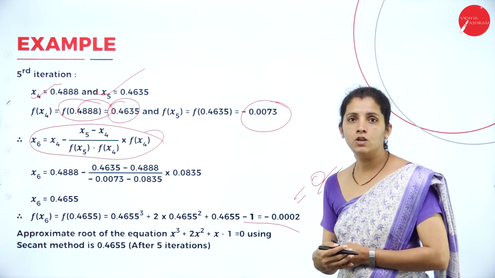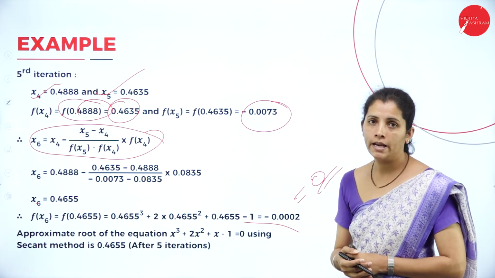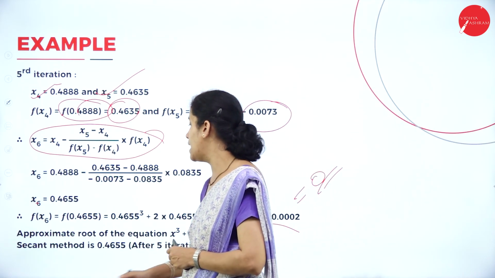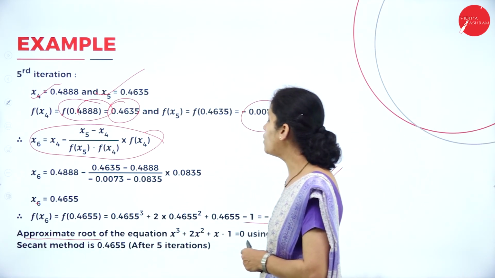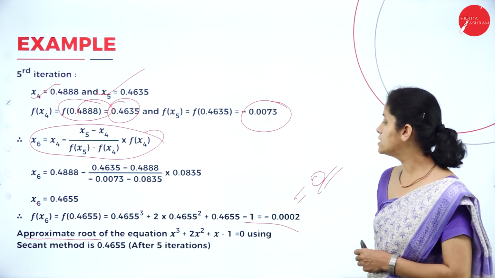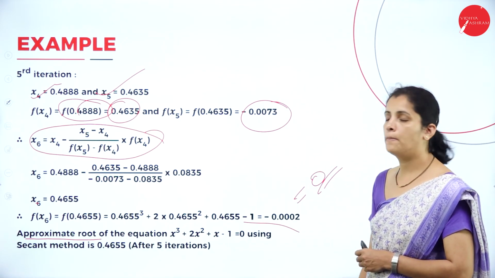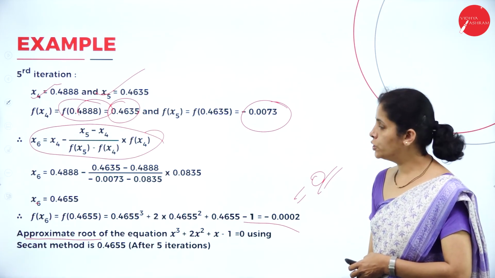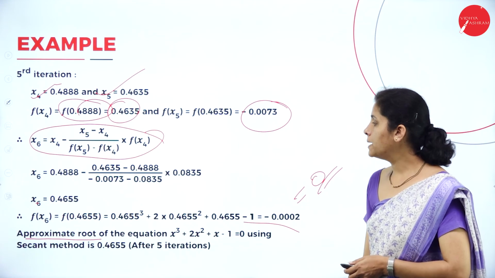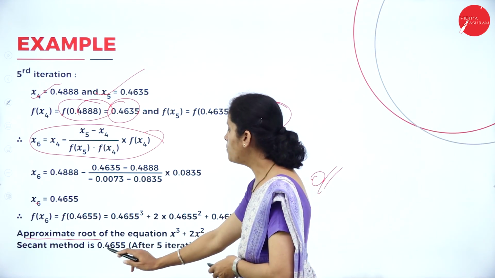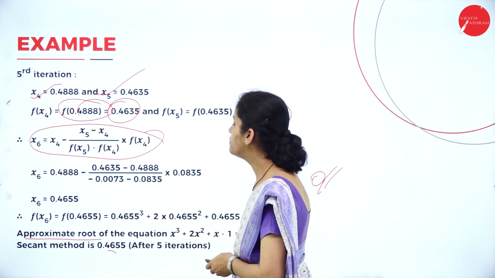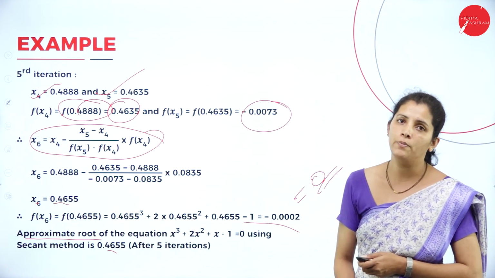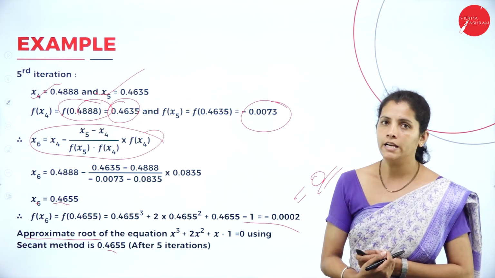When I reach 0 value, I'm going to stop the iteration and write the conclusion that the approximate root of the equation x cube plus 2x square plus x minus 1 equal to 0 using the secant method is 0.4655. So see here, 0.4655. Now I'm going to stop the iteration.